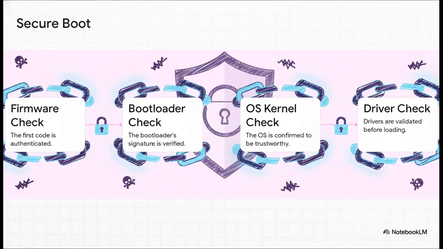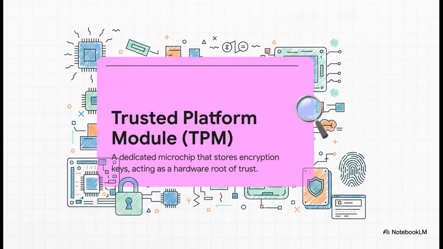It works like a digital chain of trust. When your computer starts, the UEFI firmware checks the bootloader. Then the bootloader checks the operating system. Each step validates the digital signature of the next one. This makes it pretty much impossible for nasty malware like a rootkit to load up before your antivirus even has a chance to start. The hardware anchor for all of this modern security is the Trusted Platform Module, or TPM.